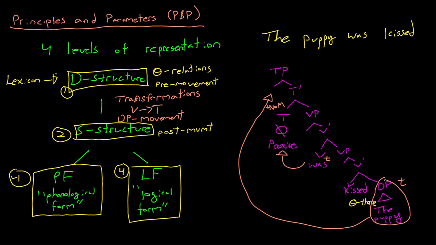So, to recap, in principles and parameters, we've got these 4 levels of representation, each with its own peculiar properties, in order to answer the question of how language is able to generate an unbounded array of possible sentences, each of which has a correspondence between sound and meaning.